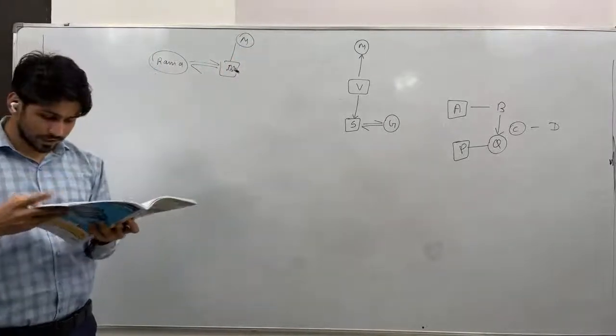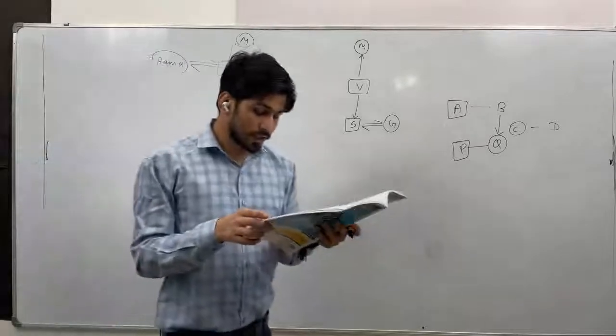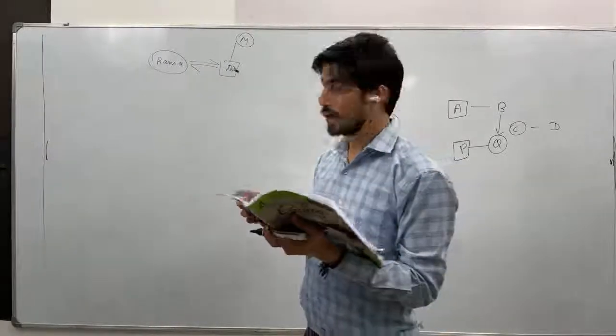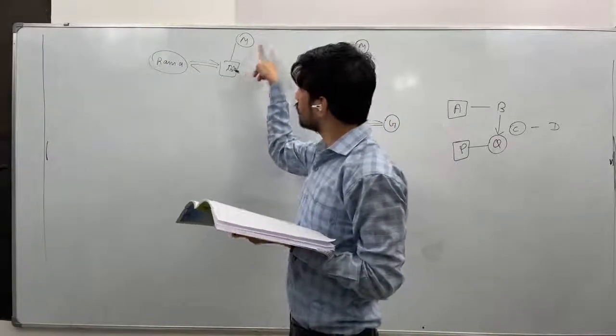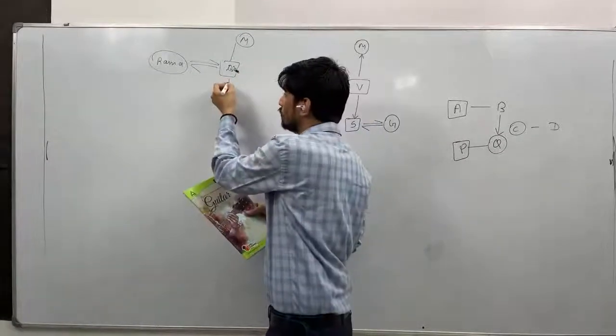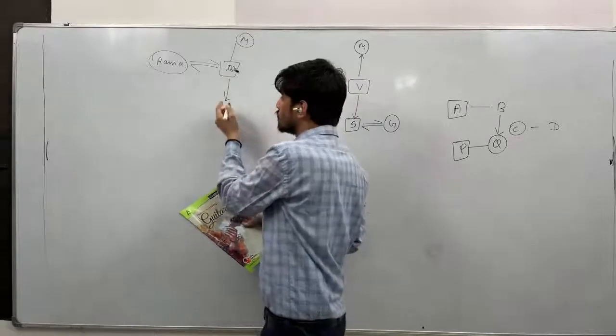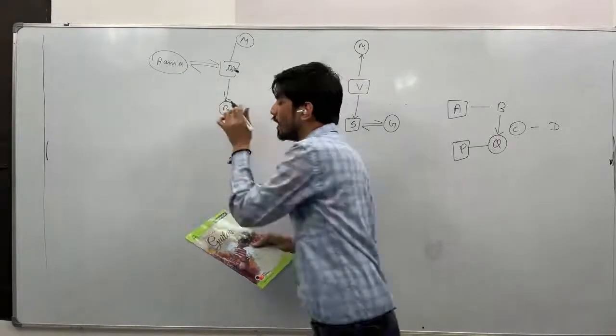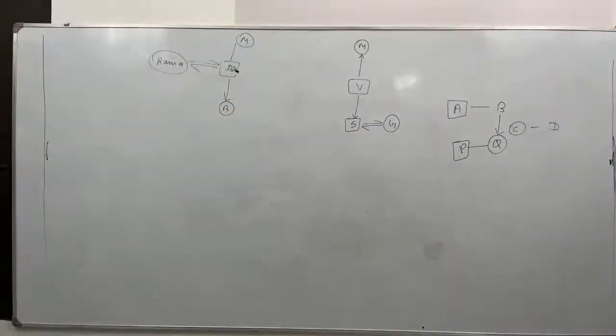What they are telling is: he is the son of my mother-in-law's only child. So the only child will be this one only. Now you tell me, what is the relation between Rama and the boy? Son only, right? Got it now?